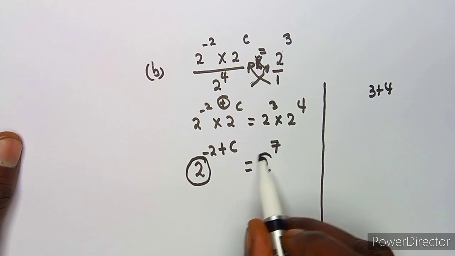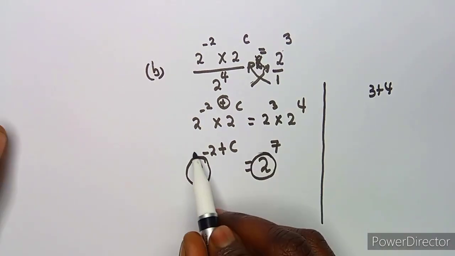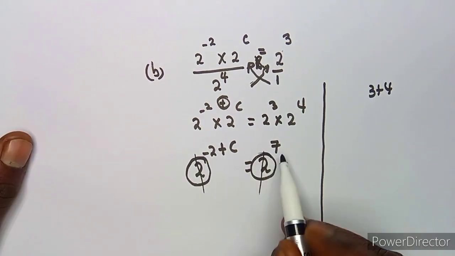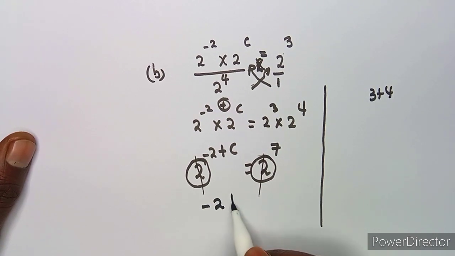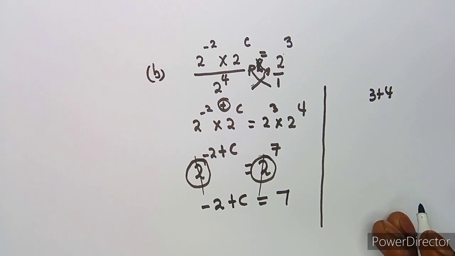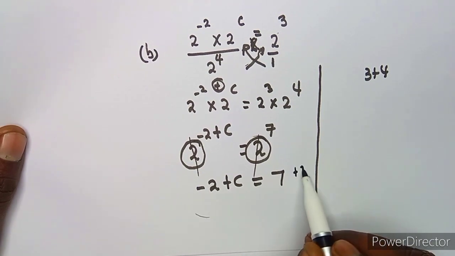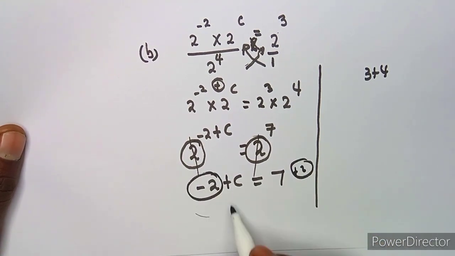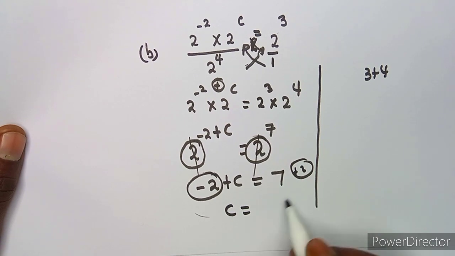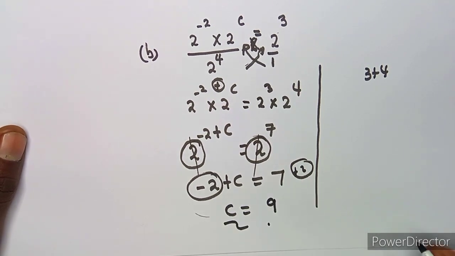Once the bases are the same, it means the exponents are now the same. Minus 2 plus c automatically equals 7. You equate the exponents so you can solve for c. Transpose minus 2 to this side and it becomes a plus, because this is subtracting. So c is going to be 7 plus 2, which is 9.